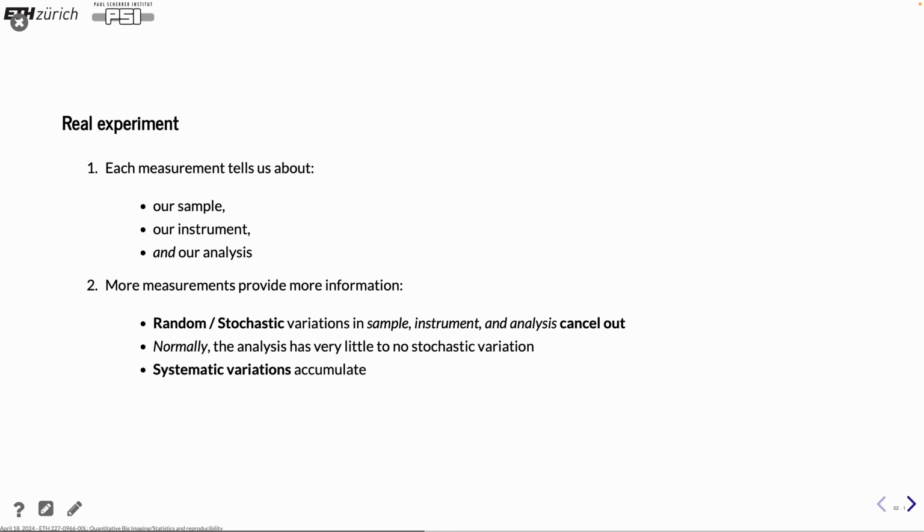In the real experiment, each measurement tells us about our sample, naturally, our instrument, and our analysis. So more measurements provide more information about random and stochastic variations in the sample, instrument, and analysis, which should cancel out. And normally the analysis should have little or no stochastic variation. Systematic variations accumulate. So if we have, for example, a biased analysis, this will clearly show in the results.